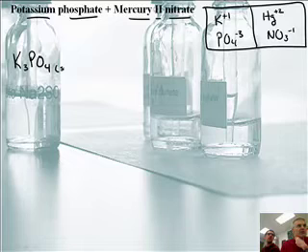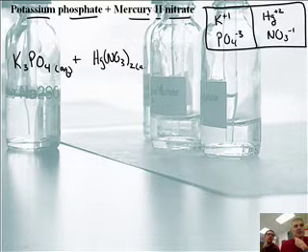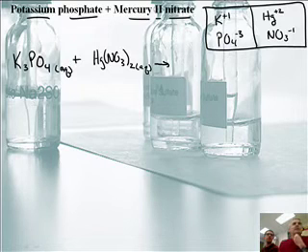K3PO4. Now, if you look at the solubility table, trust me, Mr. Bergmann, it's aqueous, right? Yep. And mercury 2 nitrate would be Hg(NO3)2. That is also aqueous. Don't believe us, check the table. You can check the table.